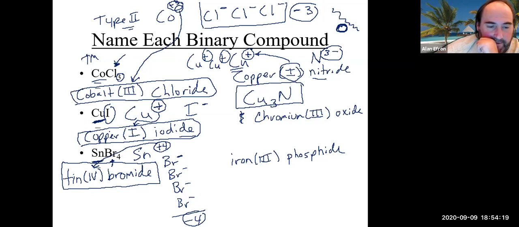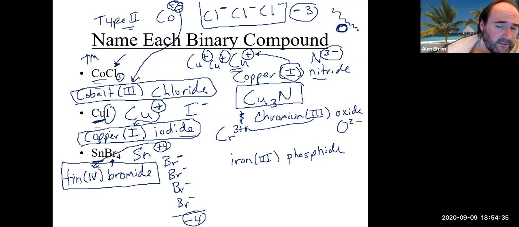Same thing here. If we look at the next one, chromium Roman numeral 3 tells me my chromium has a +3 charge, which is what that Roman numeral stands for. Oxide is oxygen, which has a -2 charge because it's group number 6 on the periodic table. When we put this together, the common number there is actually 6.